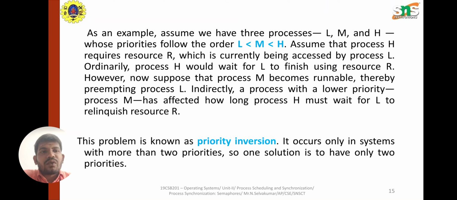As an example, assume we have three processes, L, M and H, whose priorities follow the order L < M < H. Assume that process H is waiting for resource R, which is currently being accessed by process L. Ordinarily, process H would wait for L to finish using resource R. However, now suppose that process M becomes runnable, thereby preempting process L. Indirectly, a process with a lower priority, process M, has affected how long process H must wait for L to release resource R. This problem is known as priority inversion.